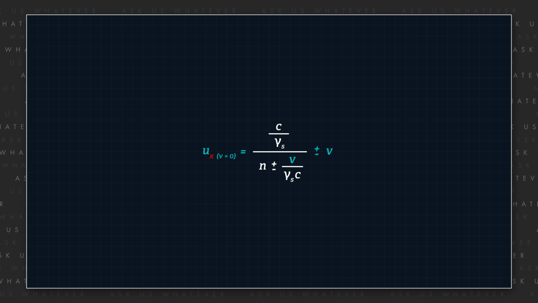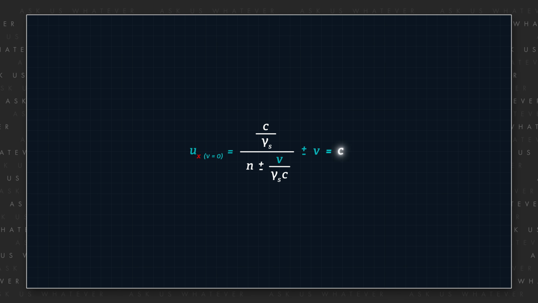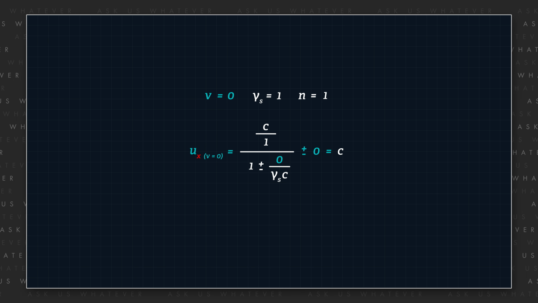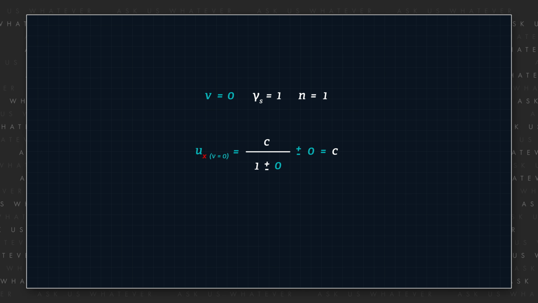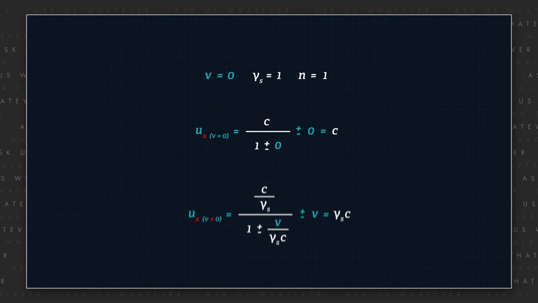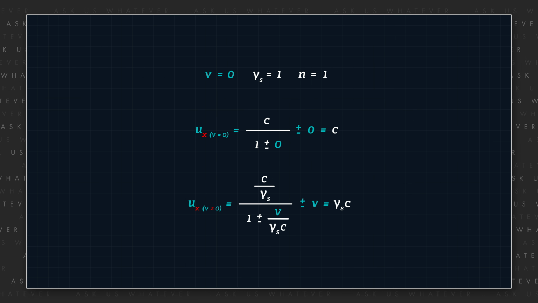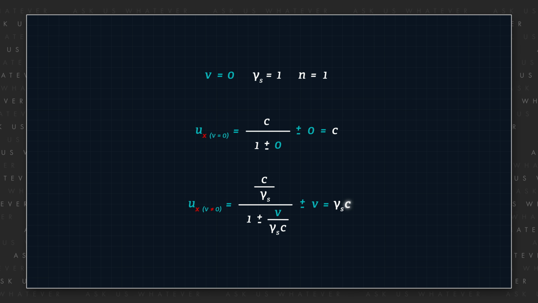And if the source and receiver happen to be stationary in frame s, then light travels at speed c through the vacuum of space. This is because v is equal to 0 and gamma s is equal to 1 when the source is not moving. In other words, light emitted by a source that is stationary in frame s will travel at speed c, whereas light emitted from a source that is moving through frame s will travel at speed gamma s times c.